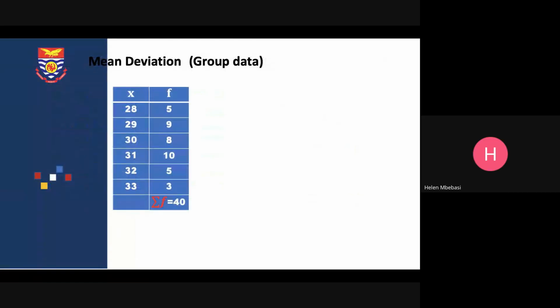Okay. So for group data, we'll give you the X and the frequency, like it's being shown to you right now. The formula is mean deviation is equal to summation F absolute X minus the mean, you introduce the bars, over summation F. Do you understand? That's the formula. You need to learn it.